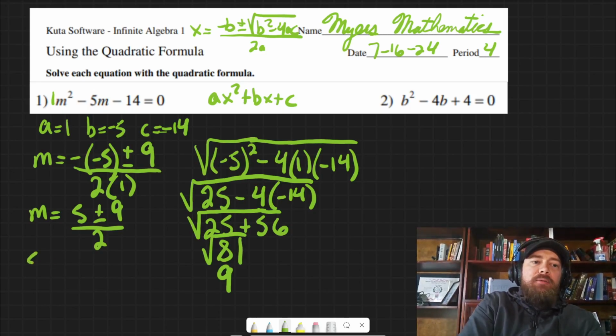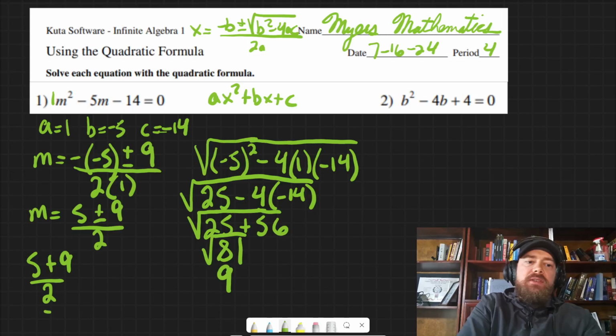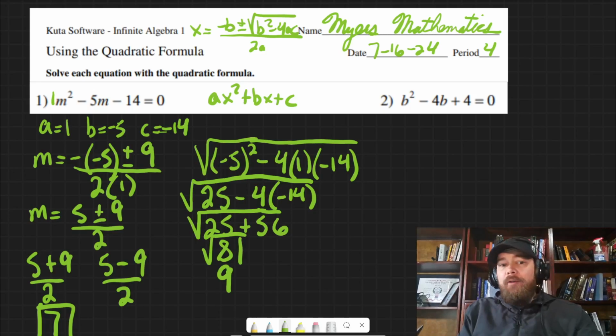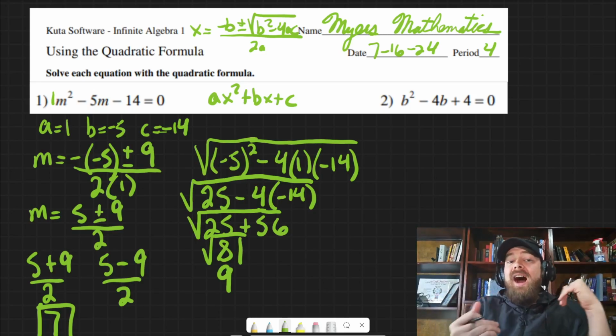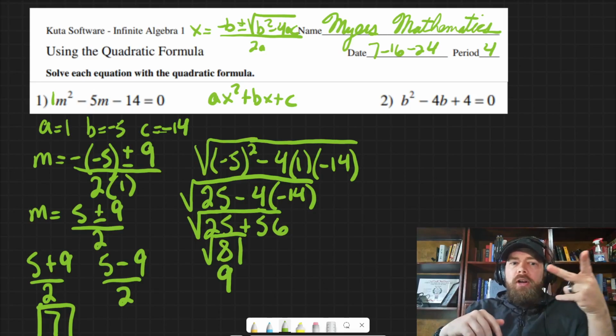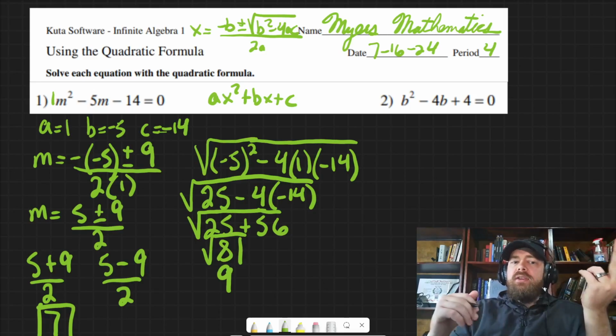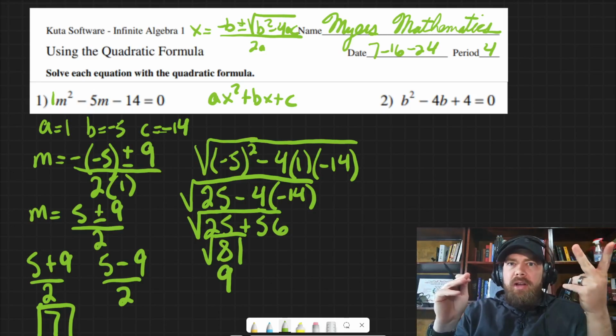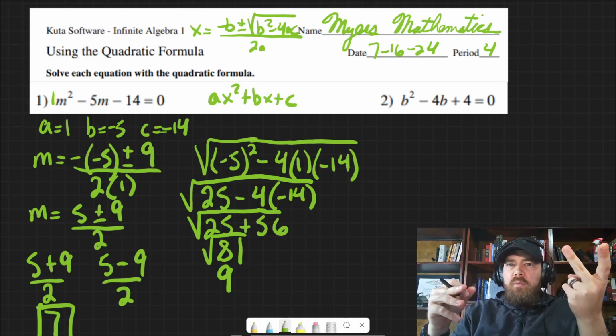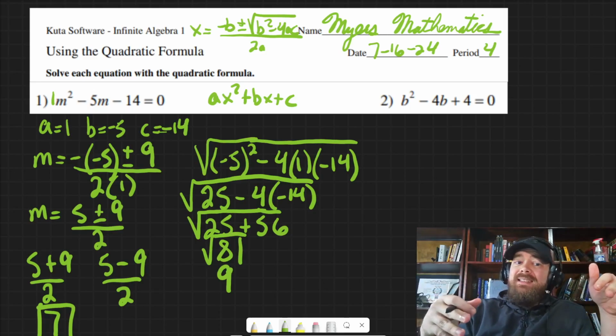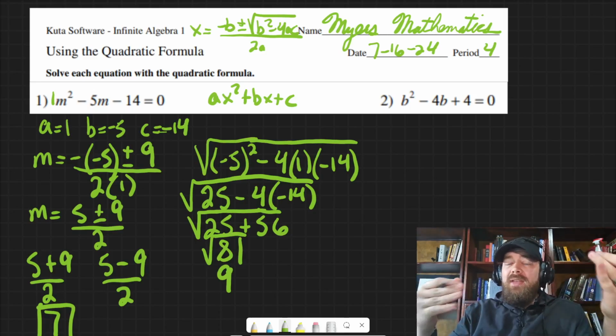So we would have two options here, 5 plus 9 over 2. And 5 plus 9 would be 14. 14 over 2 is 7. Or we would have 5 minus 9 over 2. Well, 5 minus 9 is equal to the opposite of 9 minus 5. If you flip the order, with plus nothing changes, but with minus it changes what the answer is. However, with minus, if I flip the order, it always makes it the opposite number.